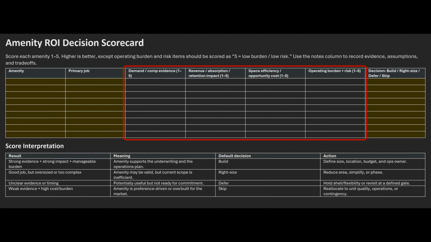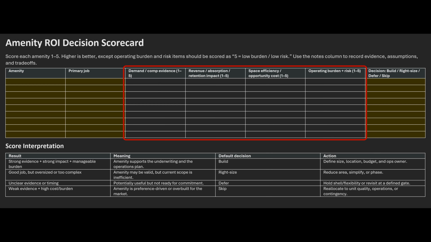The most overlooked amenity cost is the opportunity cost. That means, what are you giving up? Amenities use area, they use budget, and they add coordination. They can add staffing, maintenance, security, and replacement costs. So when someone says, can we add this? The answer should not be only, does it fit? The better question is, what does it displace?